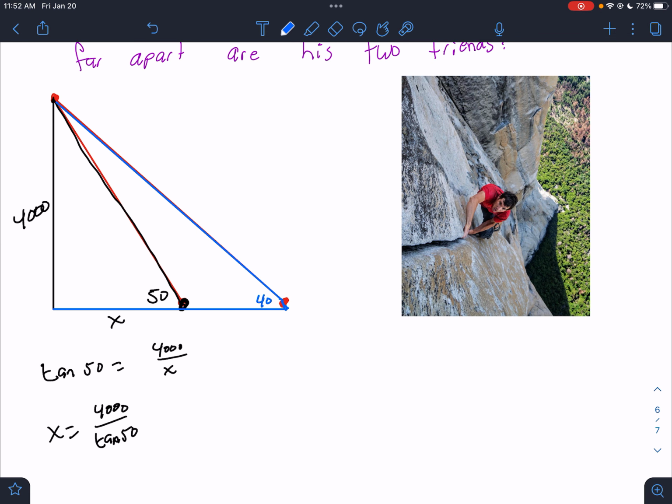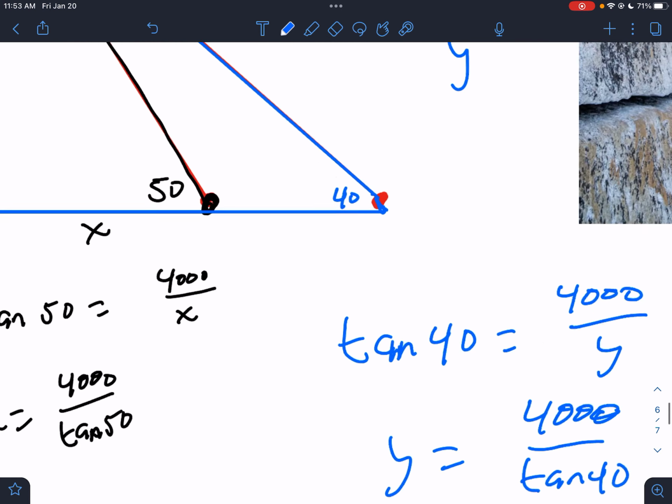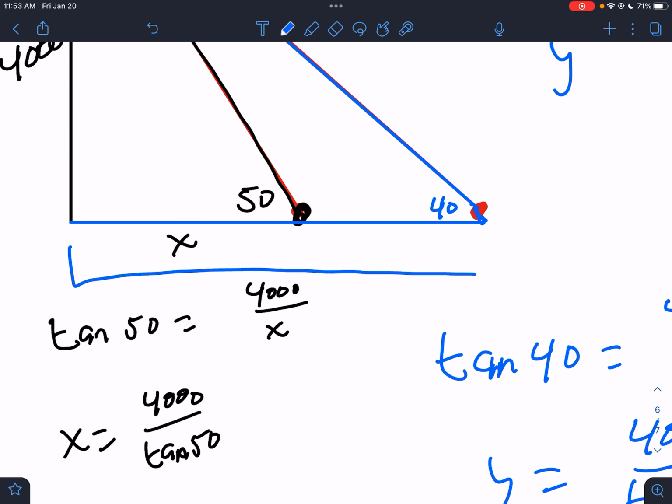And it helps to draw it separately. So basically what we have here is a 40 degree angle of elevation. We're still 4,000 feet in the air. I'm going to call that y. So this would be almost the same as what we just did, but it's 40 degrees. The tangent of 40 degrees equals opposite over adjacent. If y is down low, they switch places, and there you go. So what is y? Y is all of this.